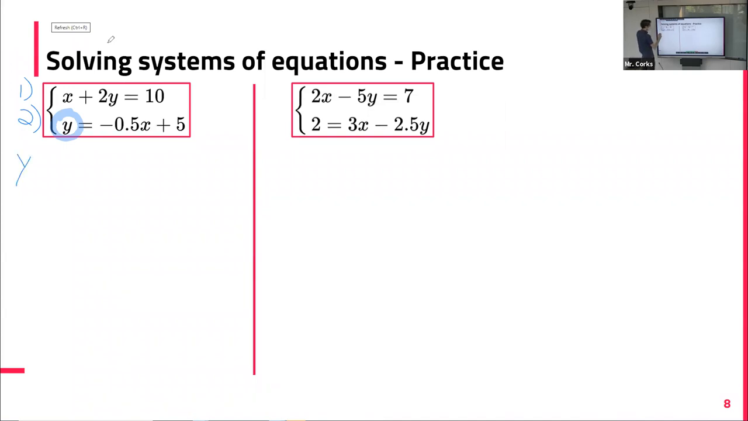So we'll just take that y from equation 2, substitute that into equation 1, and x plus 2 times what y is equal to, 0.5x plus 5.